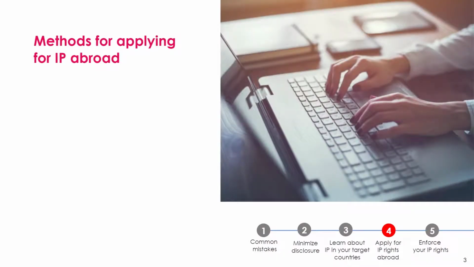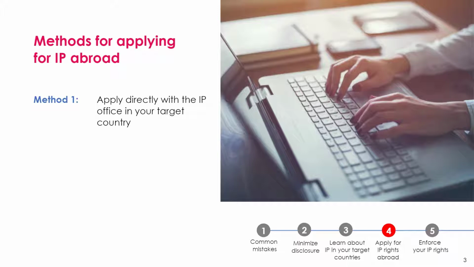In general, there are two methods for applying for IP abroad. Method 1 is to apply directly with the IP office of your target country. This is often how Canadian companies apply for IP rights in Canada and the US. For example, many companies start their patent filings in the US and either directly or shortly after use that US application as a basis for a Canadian application. If the company thinks they need to apply for IP rights in many other countries, it may be beneficial to use an international application system, which is the second method.